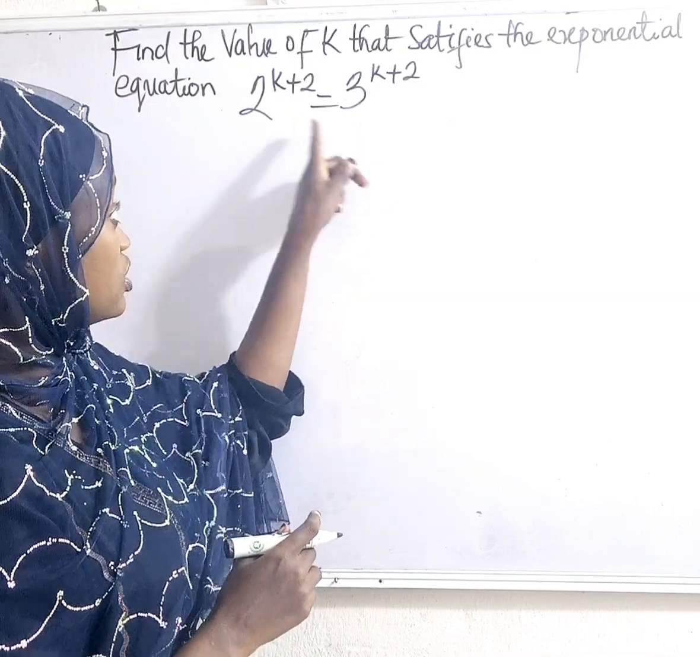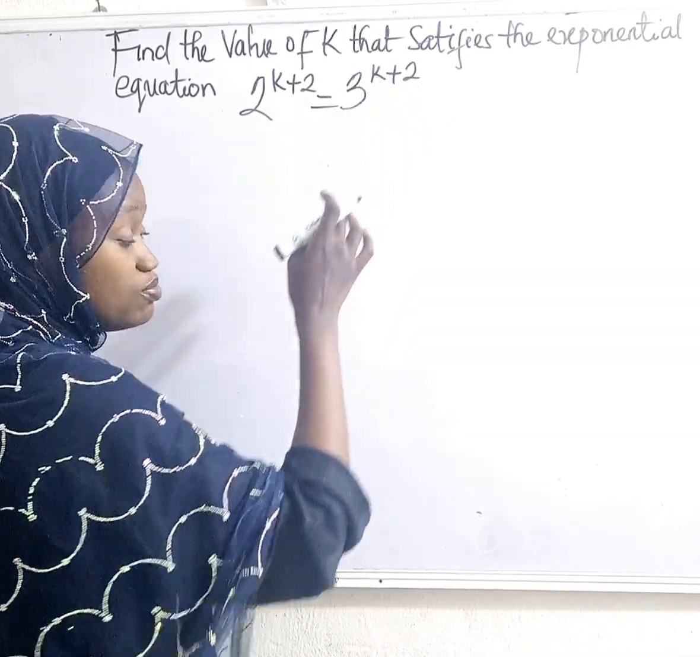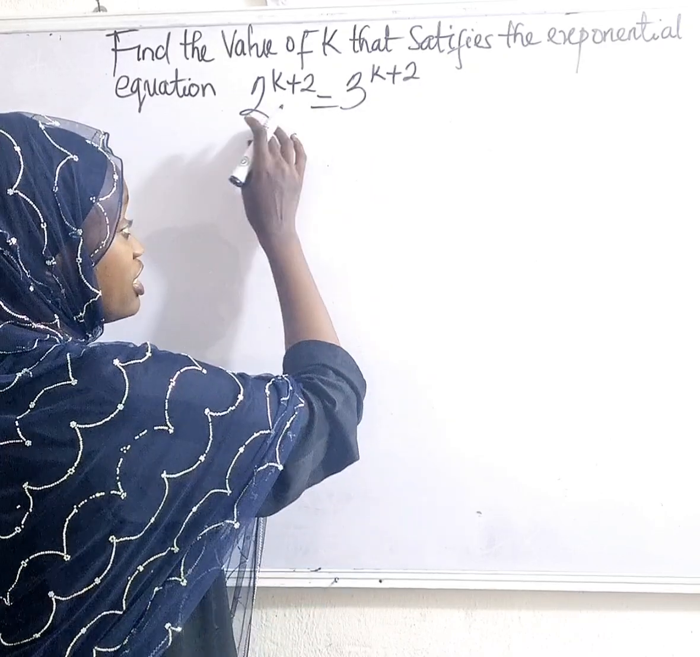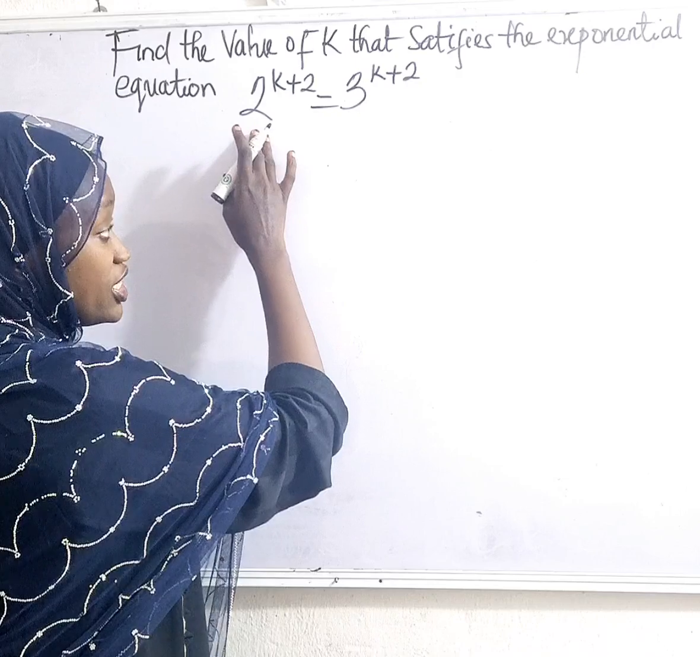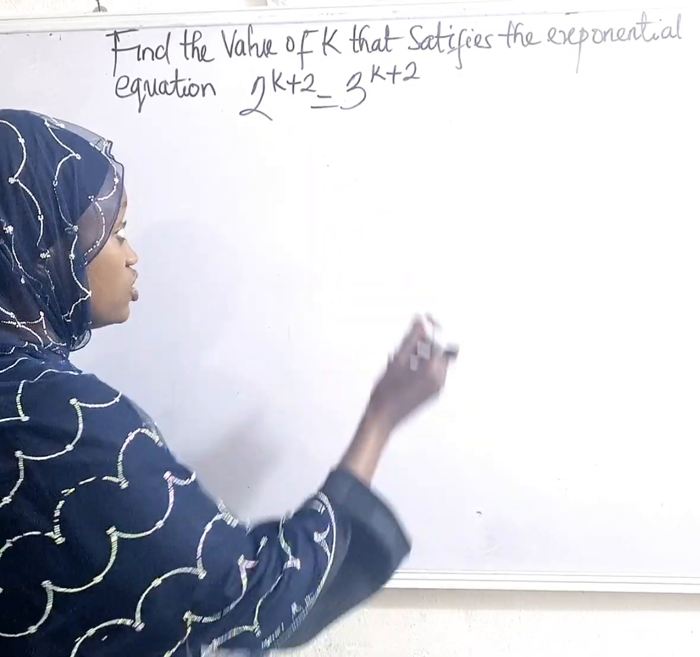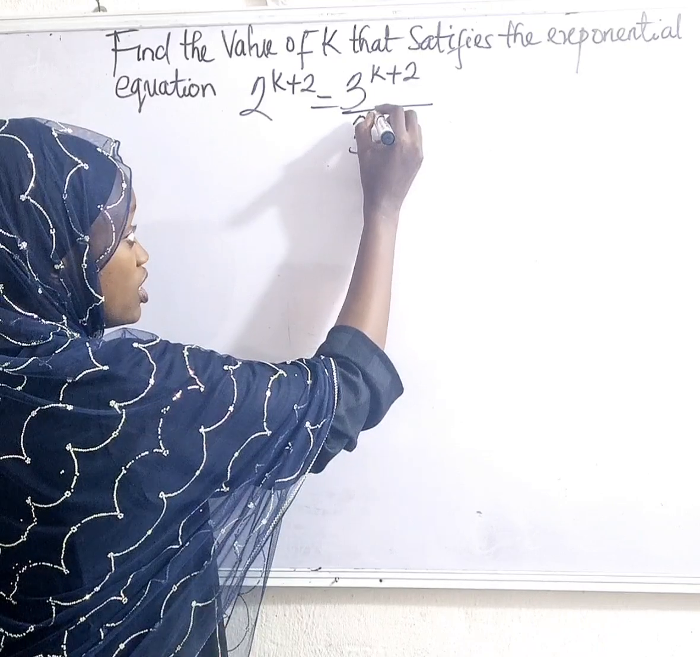So looking at this exponential equation, the bases are different but the powers are the same. So in this case, we can decide to divide both sides by any of the values, either the one we have on the left hand or the right hand side. So let's divide both sides by what we have on the right hand side, which is 3 to the power of k plus 2.